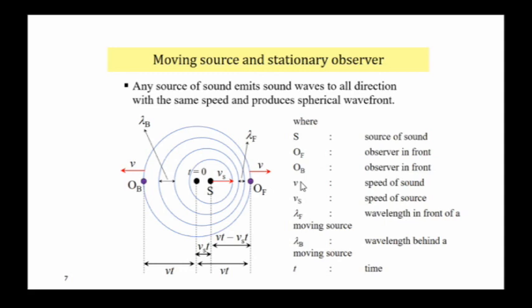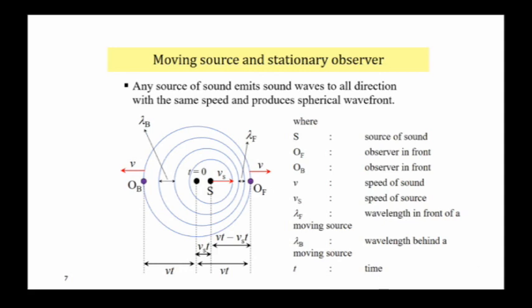Okay, V is speed of sound. VS is speed of source. You can see here because the source is moving to the right, the velocity also moves to the right. Lambda F is the wavelength in front of a moving source. This is lambda F. And lambda B is the wavelength behind a moving source. T is the time taken for the moving source.